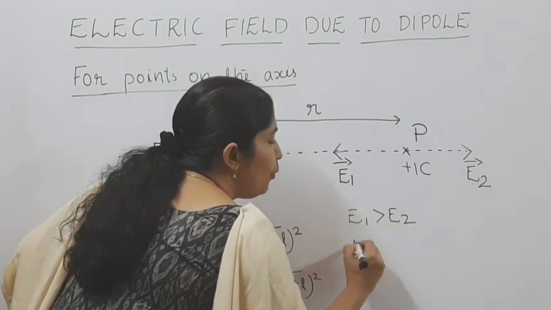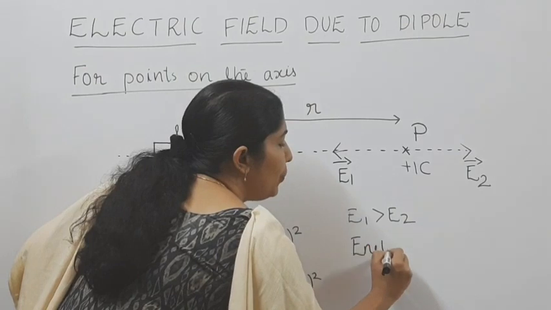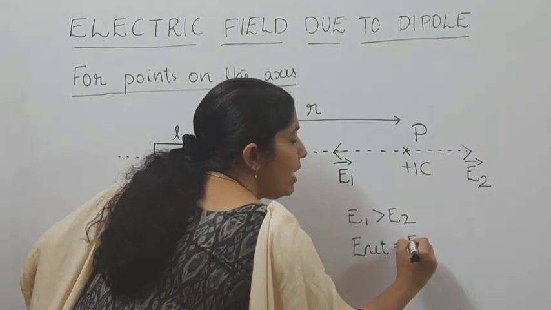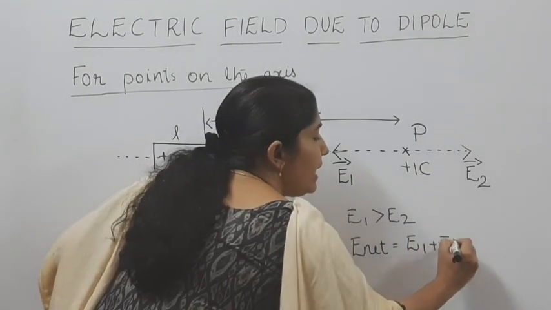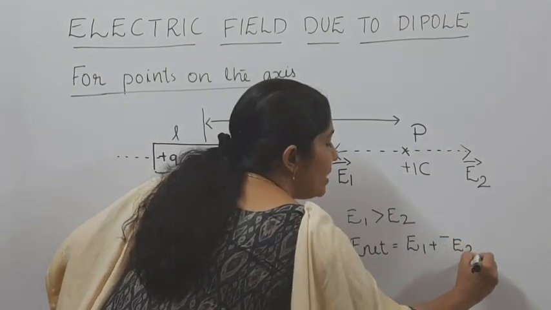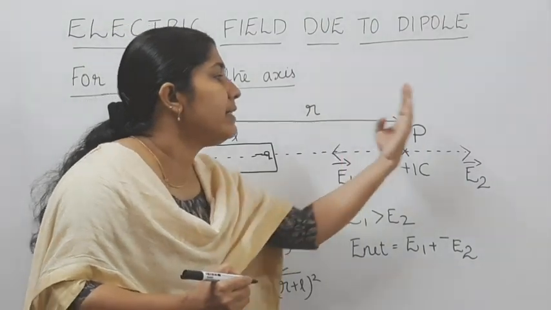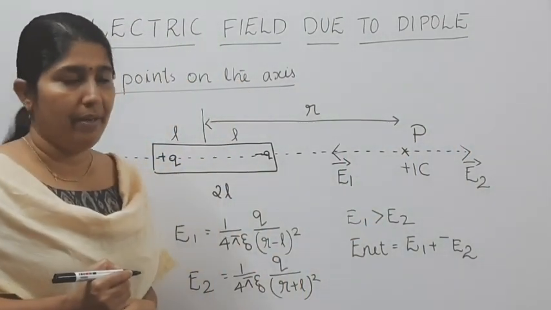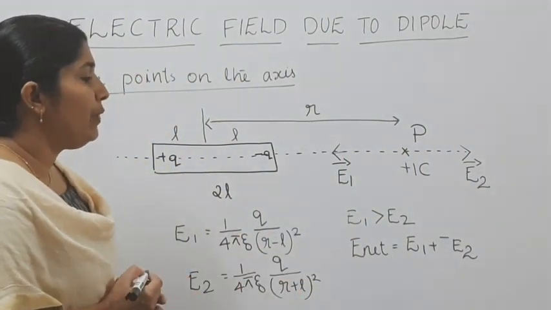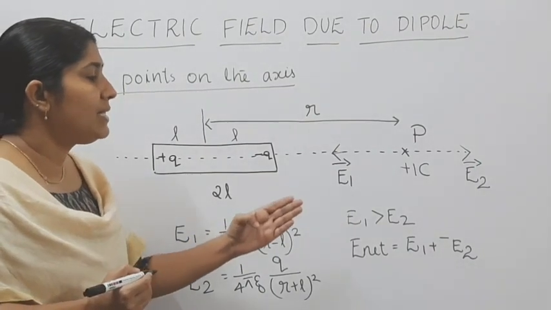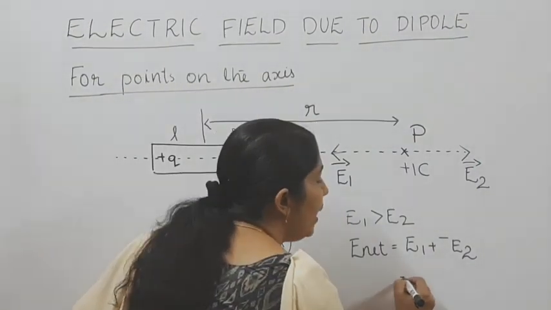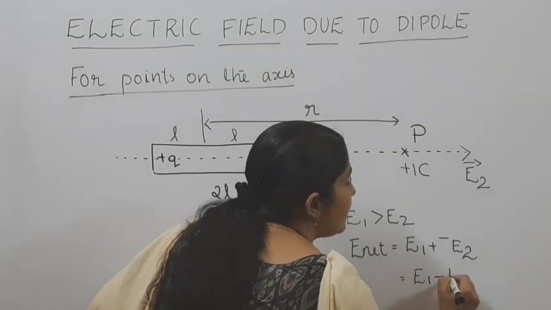Therefore, what about the net force? Net electric field is equal to E1 plus minus E2. This is because E1 is in this direction and E2 is just opposite to that of E1. Therefore, net electric field is equal to E1 plus minus E2, that is equal to E1 minus E2.